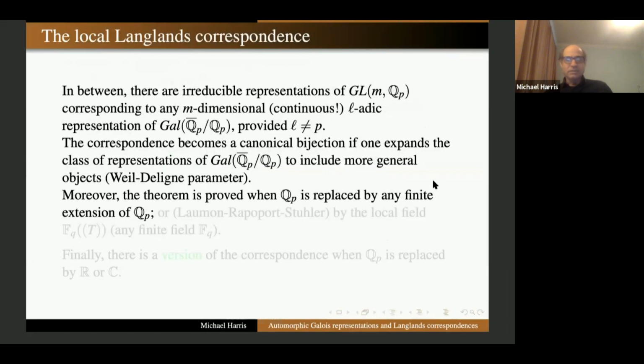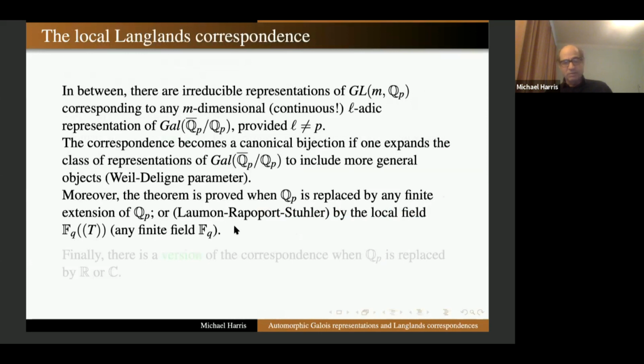And actually, the theorem is proved not just for the Galois group of QP, but for the Galois group of any finite extension of QP. And for that matter, it was proved even before this by Laumon, Rapoport, and Stuhler, if you replace QP by the local field F_q((T)), whose Galois group is the one that I talked about when we were talking about curves over finite fields.